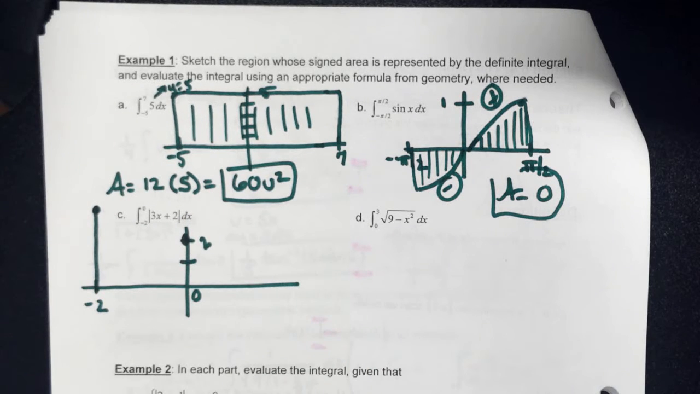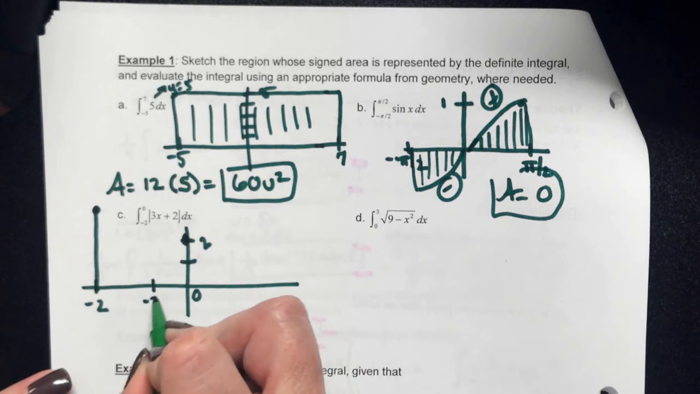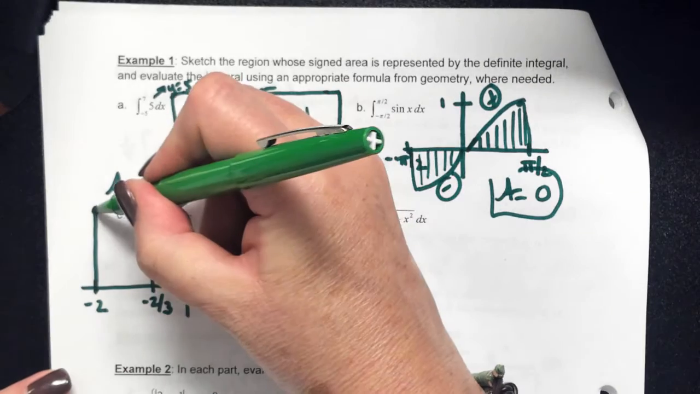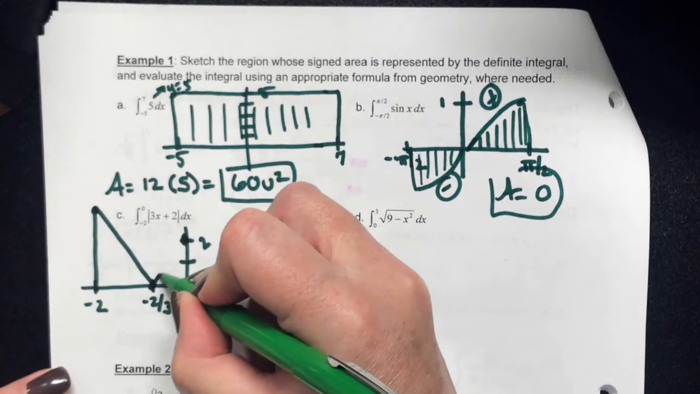Now the question is, when dealing with the absolute value, where is the vertex of this particular absolute value function going to be? -2/3. So what this absolute value function looks like, it's going to hit the x-axis at -2/3, and then it's going to come back up.